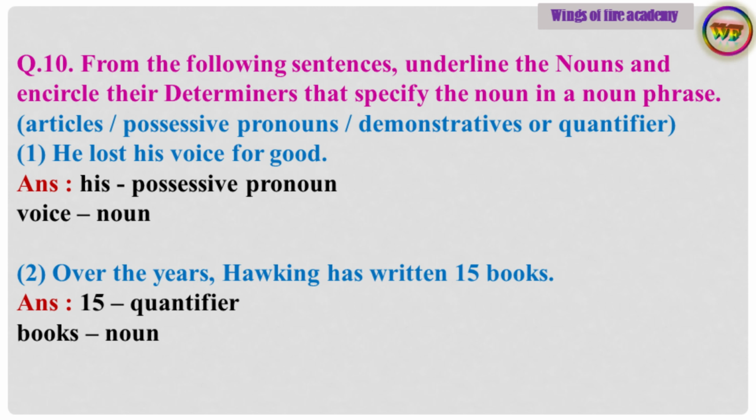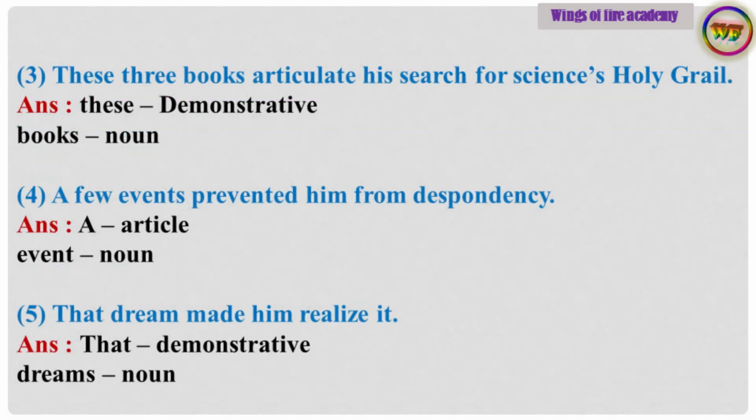noun. Sub-question 2. Over the years, Hawking has written 15 books. Answer. 15, quantifier. Books, noun. Sub-question 3. These 3 books articulate his search for science's holy grail. Answer. These, demonstrative. Books, noun.